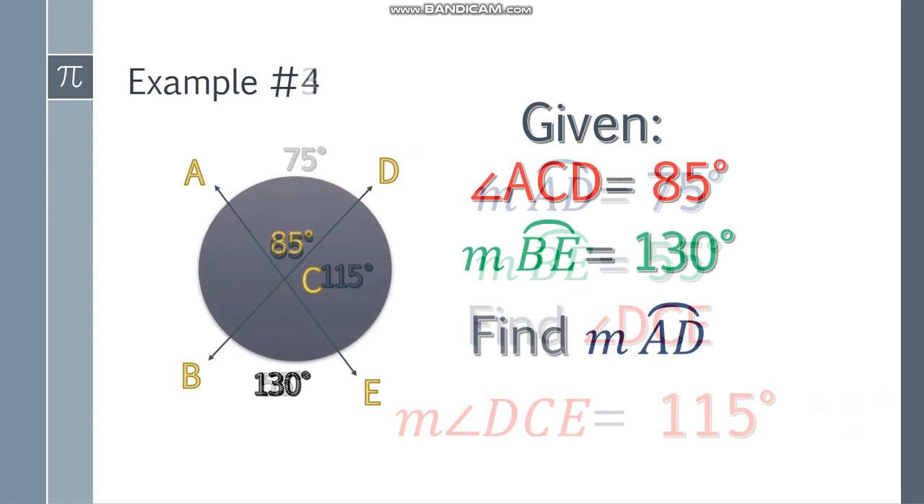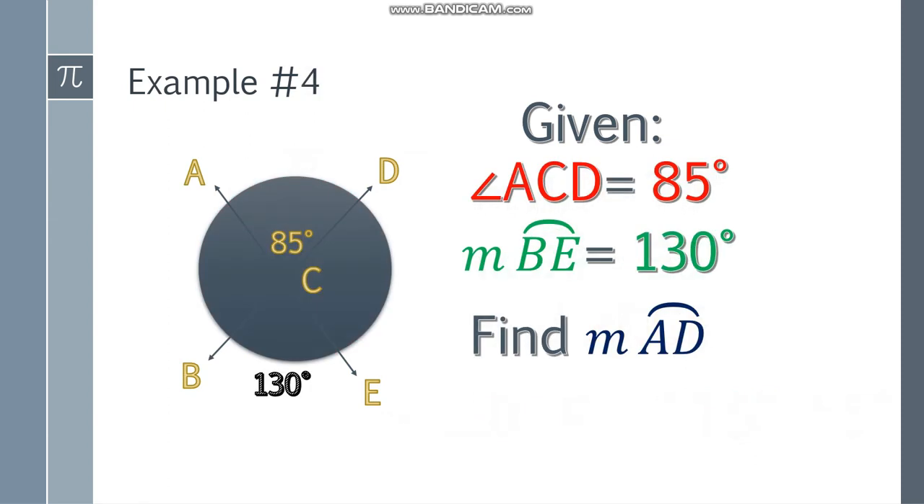Next example. Last example. What if we have the measure of the angle ACD, which is 85 degrees, and the other arc is 130 degrees. We are asked to find the measure of this angle, the measure of arc AD.